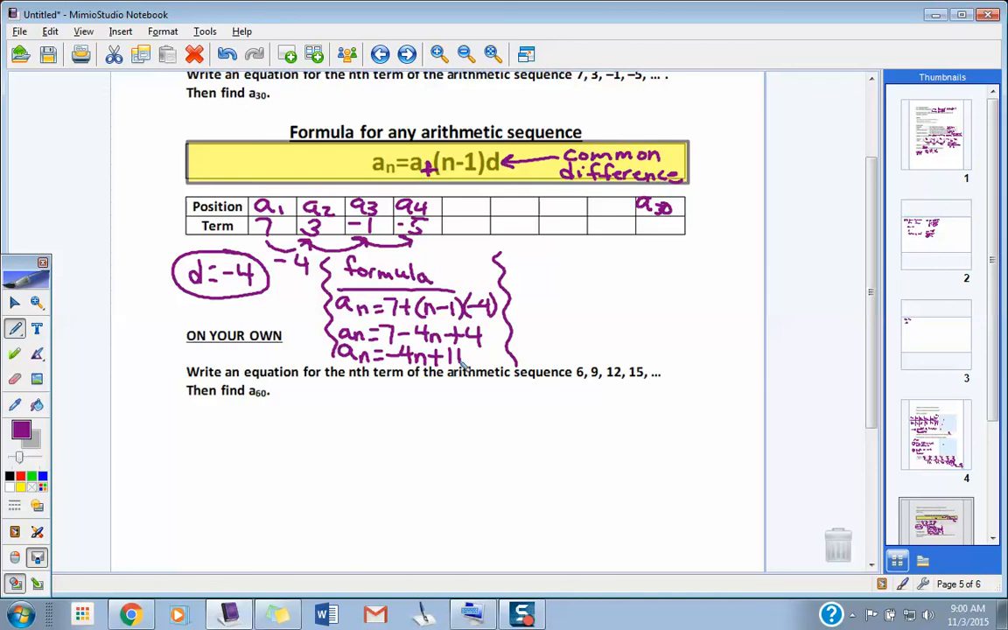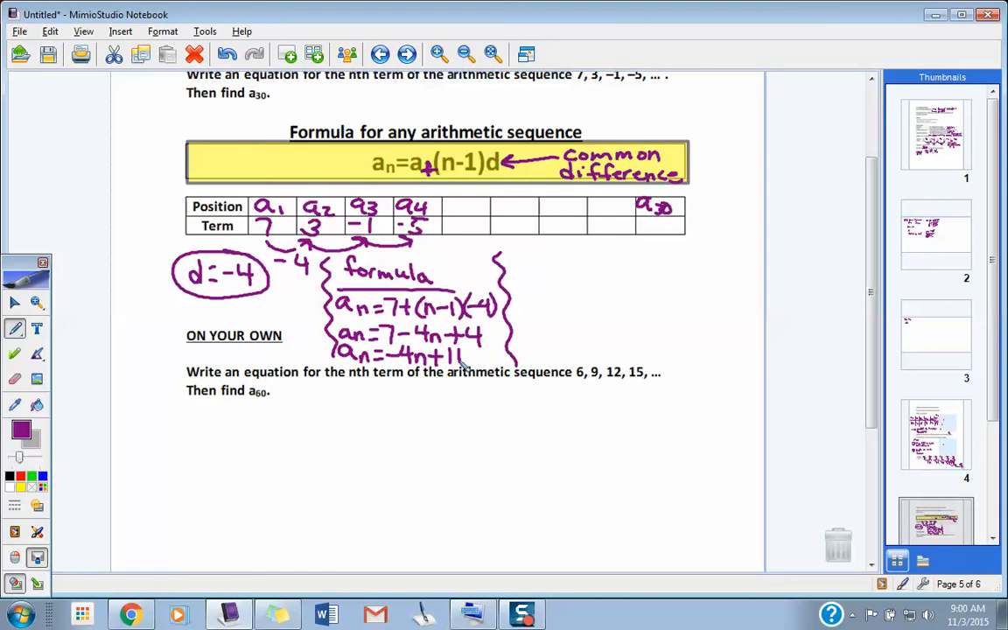Term 1, what's the n value right here, guys? 1. Plug 1 in for n. What's negative 4 times 1? Negative 4 plus 11? Careful. 7. Isn't that the value right there? Plug in your n value of 2, guys. What's negative 4 times 2? Negative 8 plus 11. Does that match the output of 3?